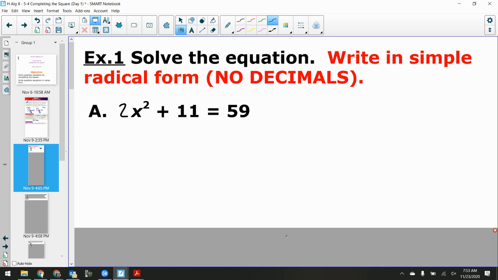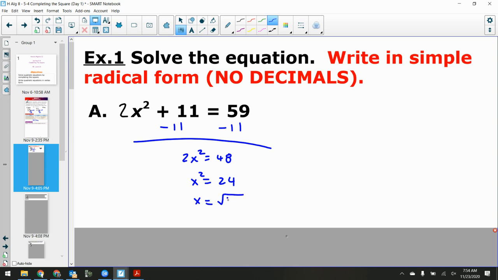Do you notice how there's no x term? We just see an x squared, but there is no x term. So this means that I can solve directly for x. I can move all the other numbers over to the other side, so we subtract 11. So we get 2x squared is equal to 48. I divide by 2, I get x squared is 24. And then I square root 24, and we say plus or minus the square root of 24. But now I have to reduce down the square root of 24.